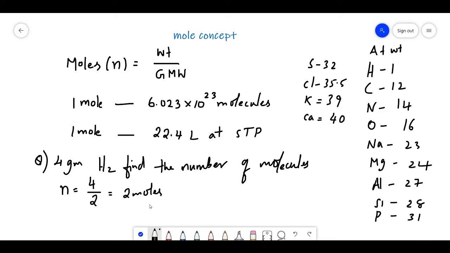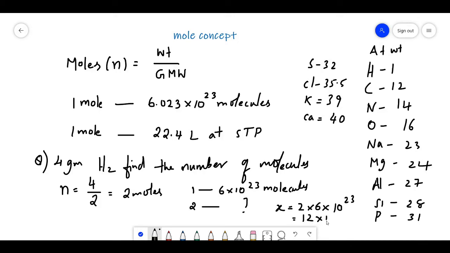After getting 2 moles, just compare. The question is how many molecules? 1 mole contains this many molecules, so 2 moles contain how many? You have to compare in this way. 1 mole contains, I am taking this approximately as 6 into 10 to the power of 23 molecules, and we got 2 moles, which is equal to how much? Just do cross multiplication and we get x equal to 2 into 6 into 10 to the power of 23, which is 12 into 10 to the power of 23 molecules.